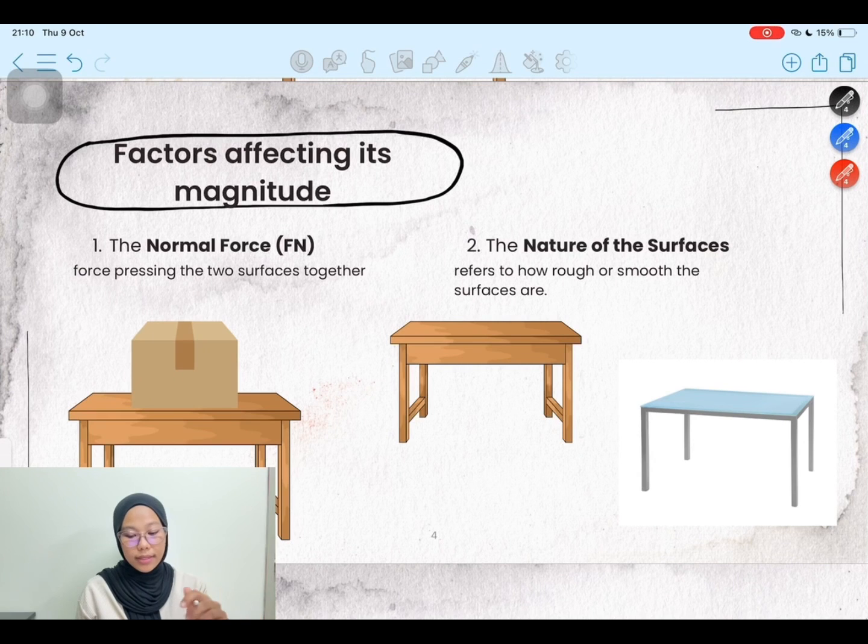If we look at this diagram, the object, the box, is on the table. First one is the weight. Weight is always towards the center of the earth. So if the weight is downward, the normal force actually is upward, like this.